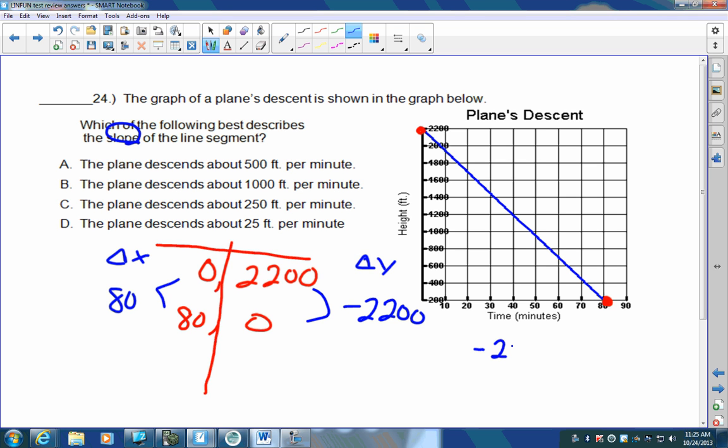So if I take negative 2,200 divided by 80, these cancel. So what is 220 divided by 8? It's 27.5. Okay. So the closest we come to is 25 feet per second. When you don't get the exact answer? Well, that's true. But see the word about? That's going to tell you it's not exact, so you need to be careful.